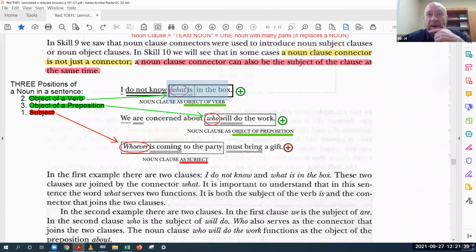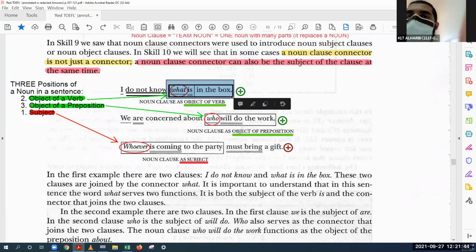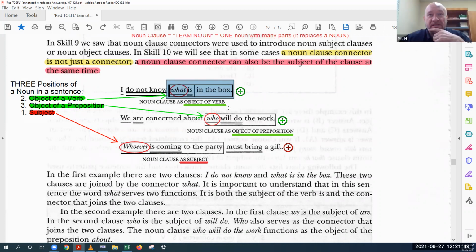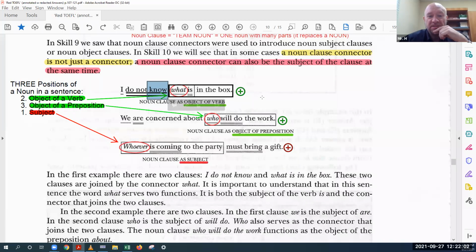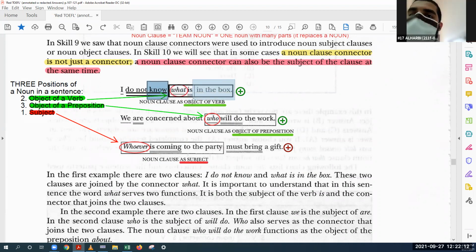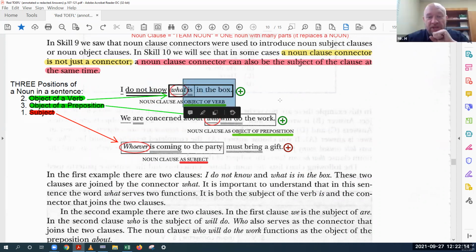And then why is there a box? Because the whole thing is a noun. That's right. All of this is what? A noun clause, object of a verb. And why? What does it follow? The clause follows the verb. That's why it's the object of a verb.